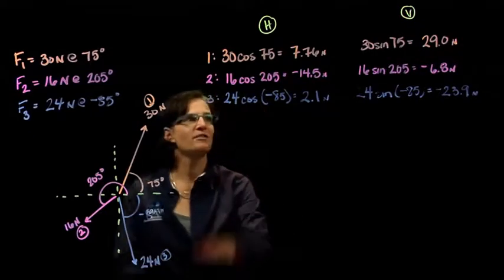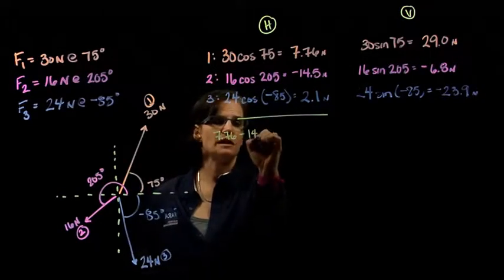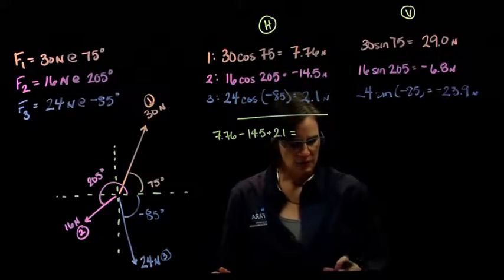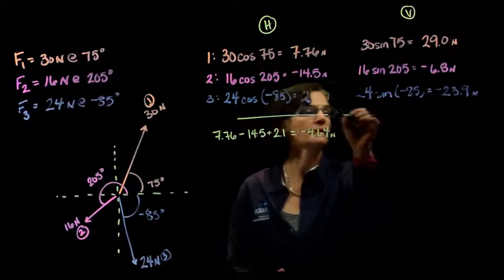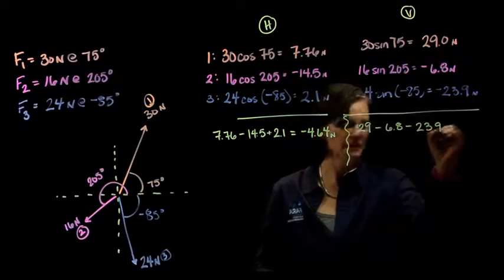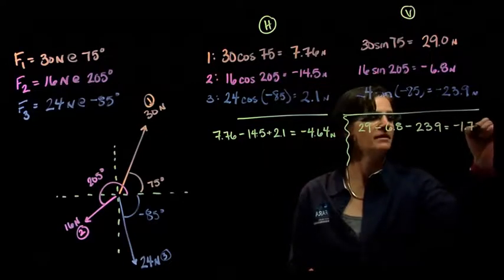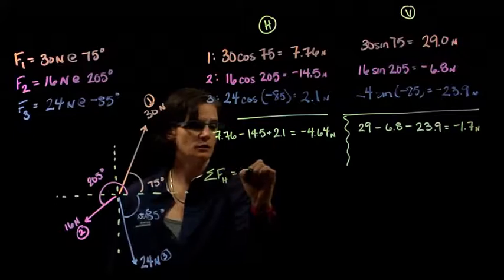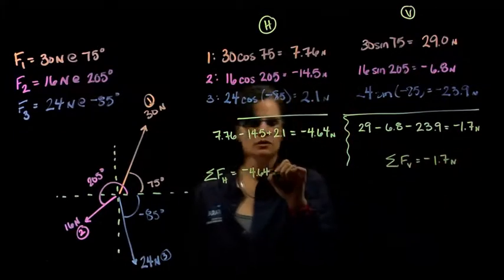All right, so now that I have my horizontals and verticals separated, I can just add them numerically. So we have 7.76 minus 14.5 plus 2.1. I get a net horizontal component of negative 4.64 newtons. Vertically, I'm just going to put a little barrier there, 29 minus 6.8 minus 23.9. And for my vertical components, I get negative 1.7 newtons. So that tells me that my net force has a horizontal component. The net force, horizontal, is equal to negative 4.64 newtons. And my net force, vertical, is equal to negative 1.7 newtons. So those are the components of that force.